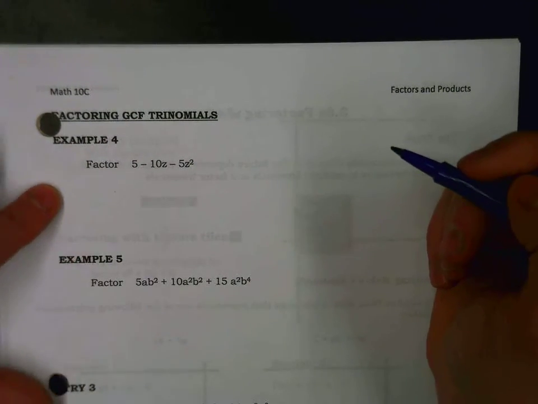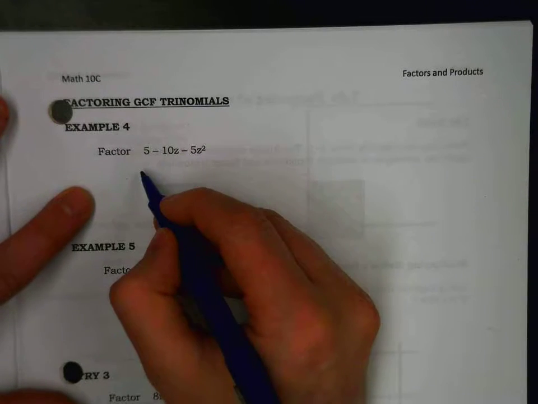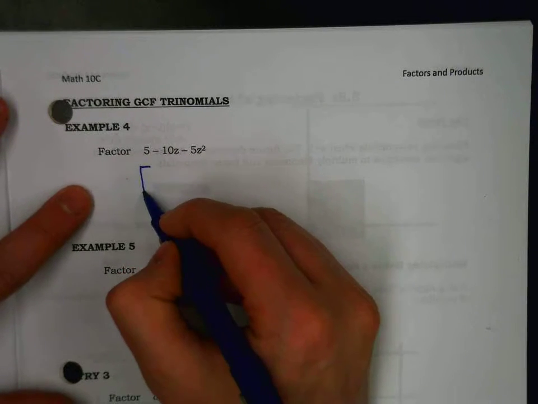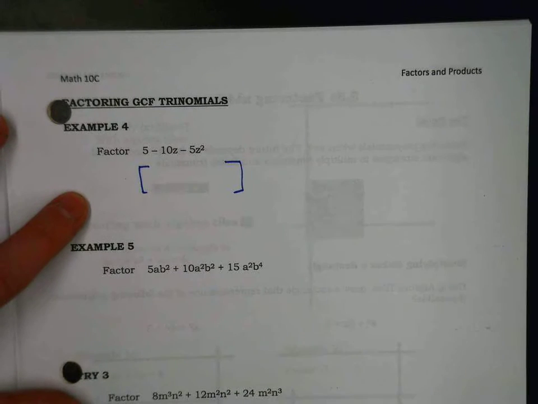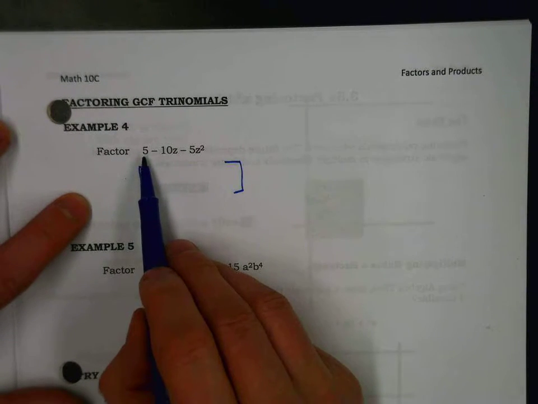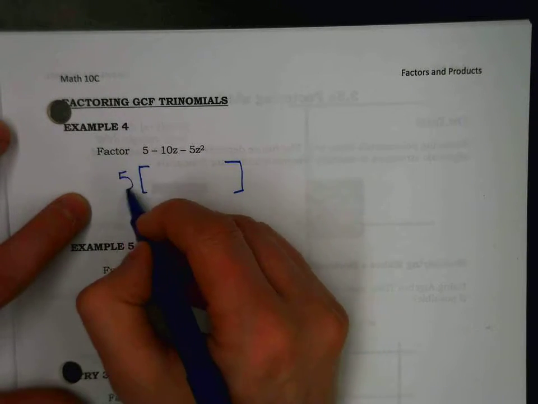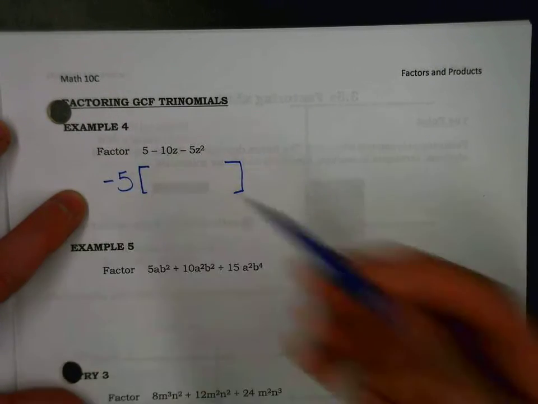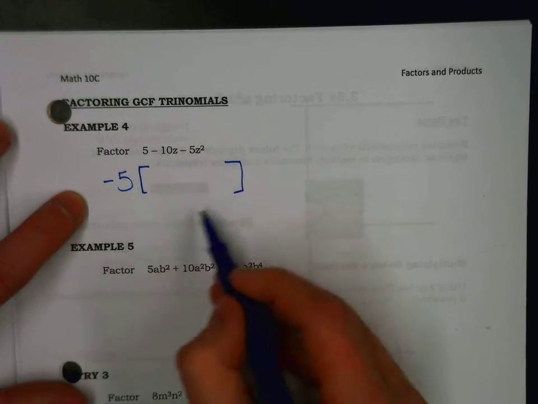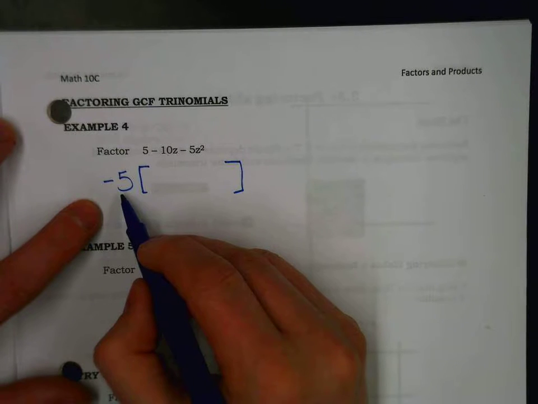In example 4, we have a factor of a trinomial, which means we have 3 terms that should be left over after we do our factoring. First step, ask ourselves about the coefficients. What is common between a 5, a 10, and a 5? A 5. And I do see 2 negatives, so let's take out a negative. It's helpful if we can see more positives. It just feels better. So we take out a negative 5.